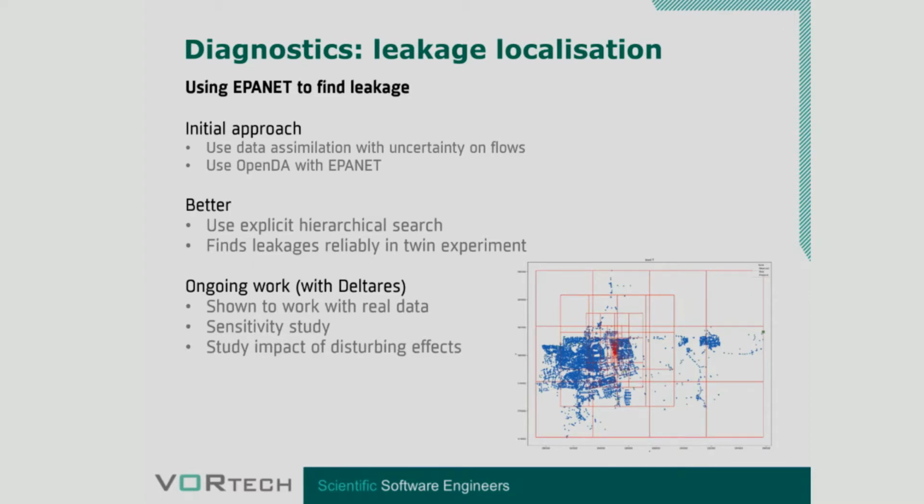And at this moment, we are studying the sensitivity because you can imagine that all kinds of disturbances in the system are probably going to hamper the accuracy. And that is what we are studying together with people from Deltares. Now, this is a few of the examples of the kind of algorithms that could be used in a digital twin setting or in an IT system in general.